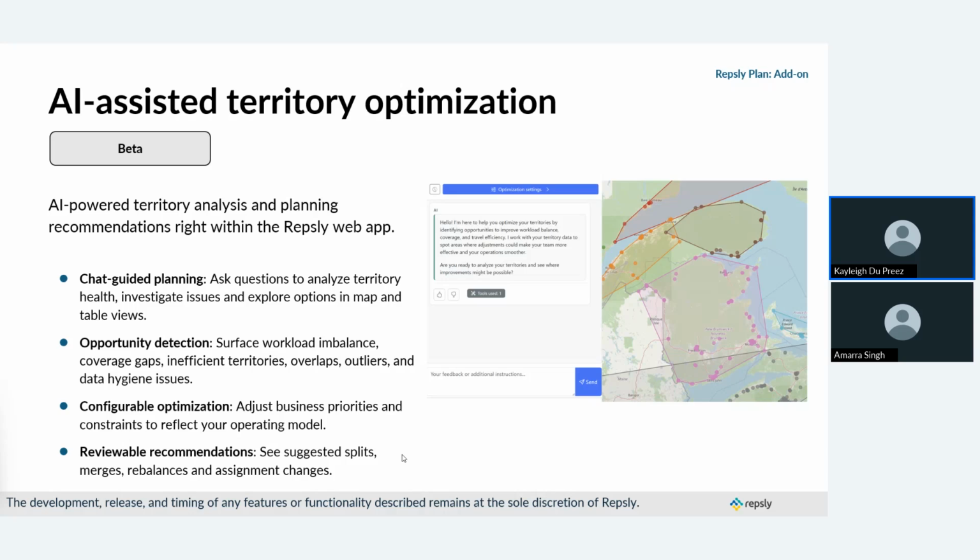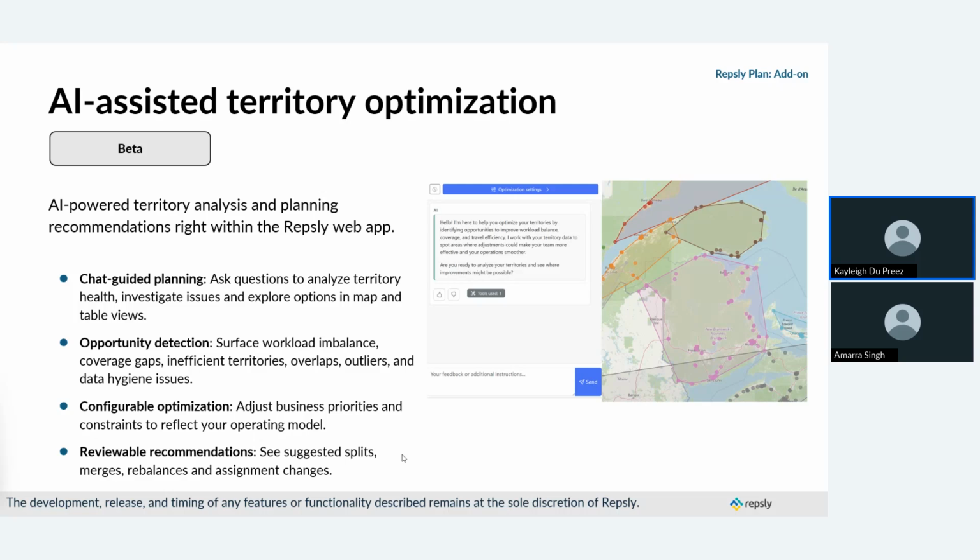Maybe you missed some stores that were on the outskirts and haven't been incorporated into the correct territory. Maybe you see that a rep is working within a certain territory, but you've also assigned them stores outside of that territory, which is causing unnecessary back and forth travel. Just scenarios such as that, this AI-assisted territory optimization will be able to assist you with that. So AI-powered territory analysis and planning recommendations right within the Repsly app. So it reads what you have, and essentially it tells you where you can improve upon the workflow.